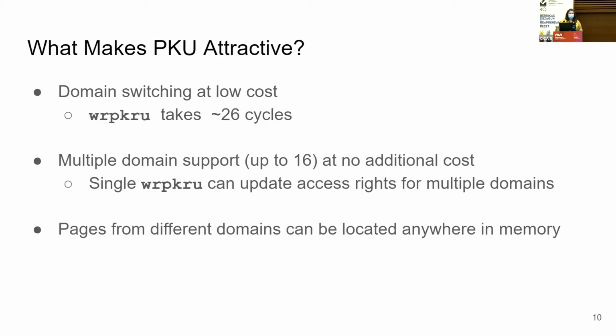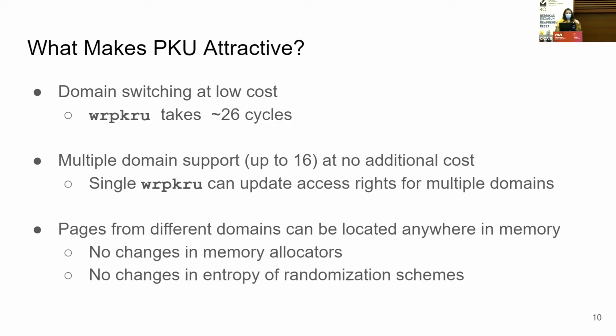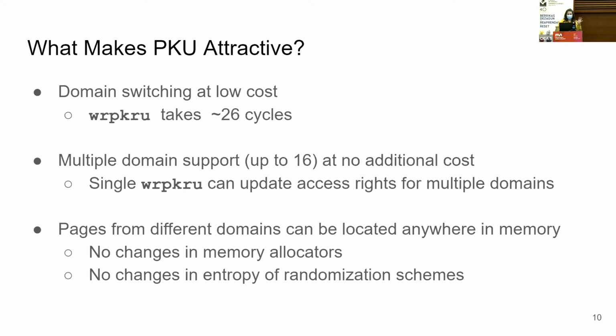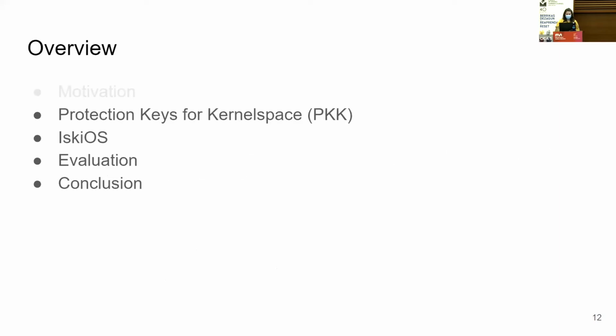Finally, the pages from different domains can be located anywhere in memory, which means there's no need for changing the memory allocators, and there are no changes in the entropy of the existing randomization schemes. The only minor problem with this is, as the name implies, that it applies to user space. So let's bring PKU to the kernel.